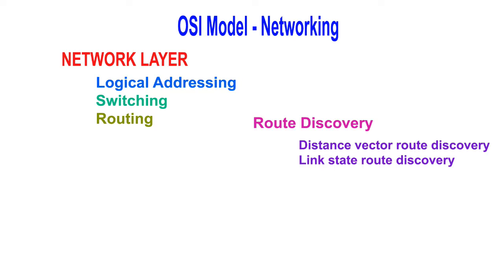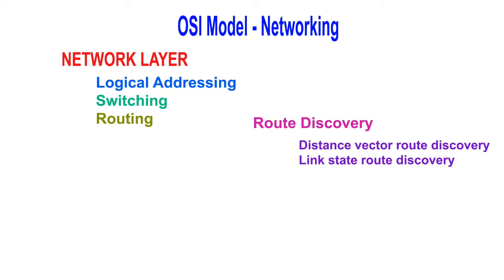Every RIT is made up of three important components. One, network addresses. Second, next hop to reach the destination LAN. And third is cost to reach the destination LAN. There are two most popular route discovery methods. One, distance vector route discovery, and second is link state route discovery.